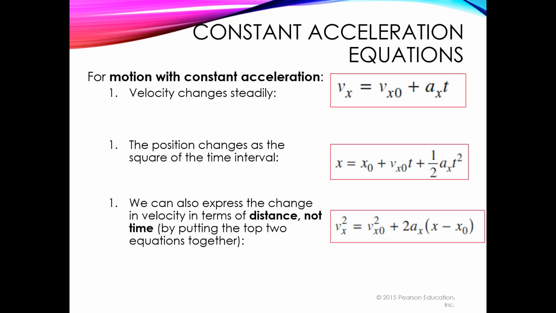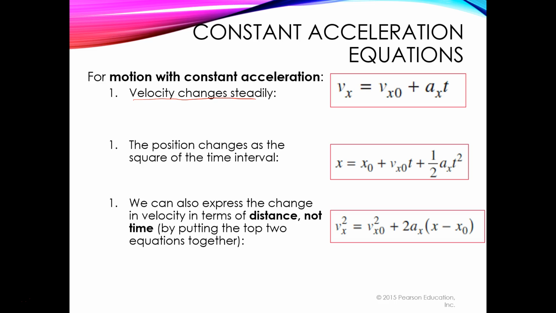So just as a review, these are our 3 constant acceleration equations. Our first one: velocity is steadily changing. We have Vx is equal to our initial velocity plus our acceleration times time. That's if we want to know what our velocity is. We also have another equation. This is our displacement equation that we saw before, which tells us what our position is over a time period.